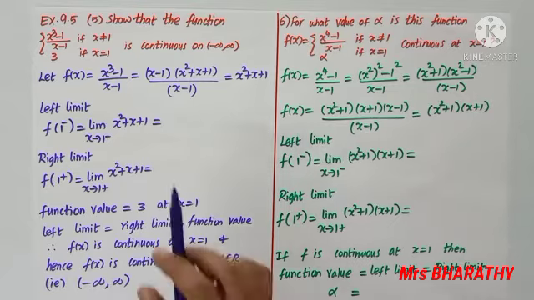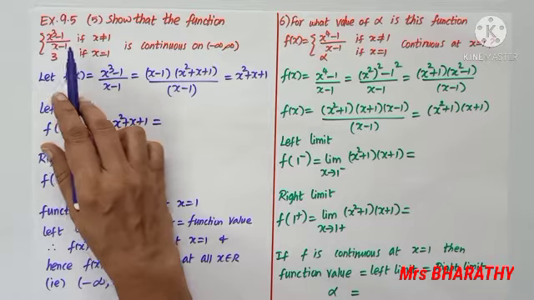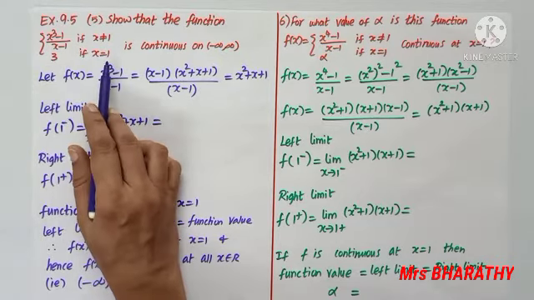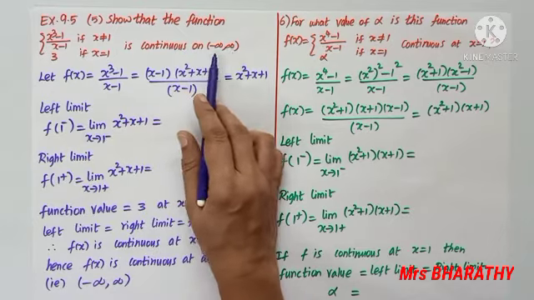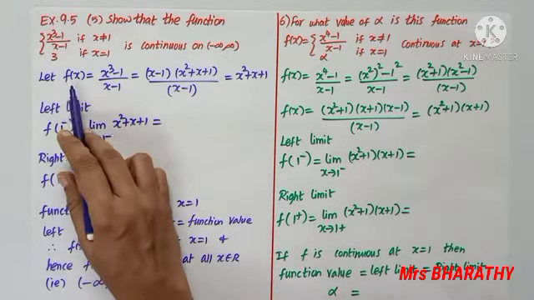Show that the function (x cube minus 1) by (x minus 1) if x is not equal to 1, and 3 if x is equal to 1, is continuous on minus infinity to infinity. Call the function as f of x.